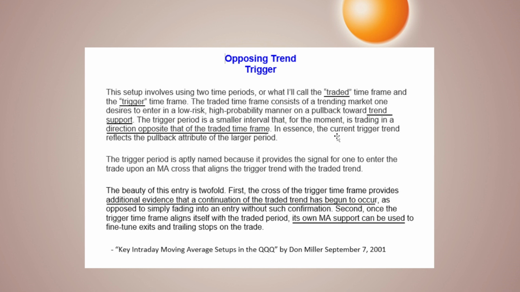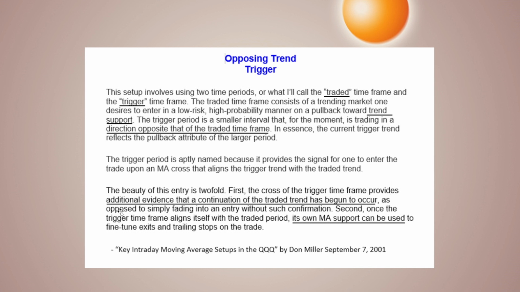But I wanted to make sure I covered this, and I wanted to give Don credit, because I talk a lot about opposing trend triggers in my videos. I want to make sure people know I didn't coin the phrase, but I do think it's a great way to look at it. Higher time frame trend, lower time frame going the opposite direction, and then we're looking for a trigger off that lower time frame.